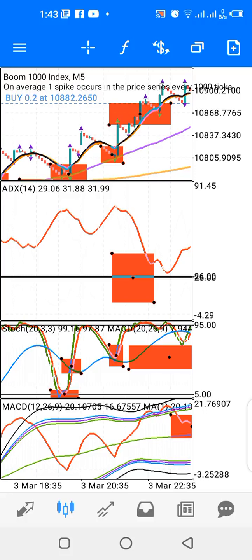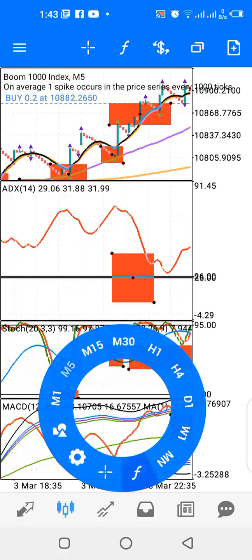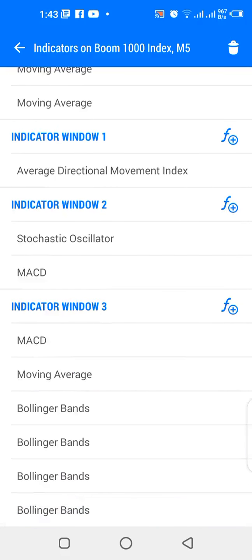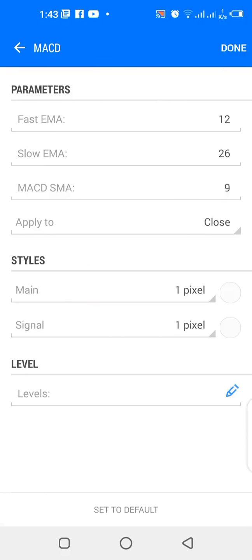Let's look at how you can use indicator window 3, which is the final indicator window. Let's look at the settings. You have MACD. The fast EMA is 12. Slow EMA is 26. MACD SMA is 9. Apply to close. The color of the main and signal lines will match the background color.